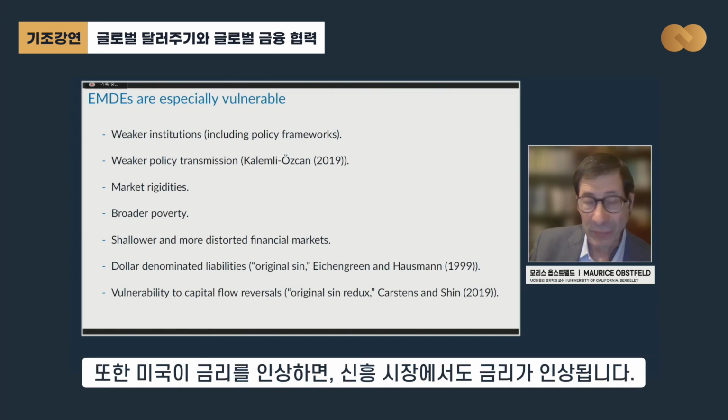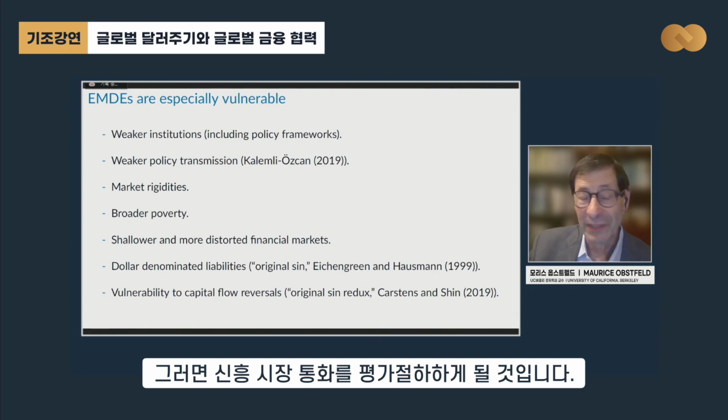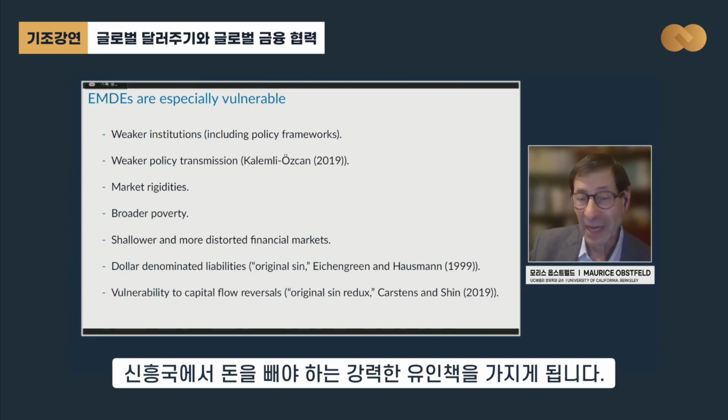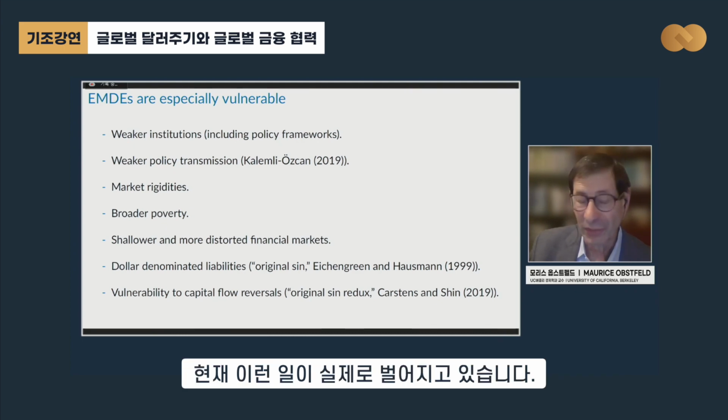And it's the idea that when the US, say, raises interest rates, this will cause interest rates to rise in emerging markets. It will cause their currencies to depreciate. And so investors from industrial economies will have very strong incentives to pull money out of emerging economies when interest rates rise, say in the US or the Eurozone, and this is something we are seeing at the moment.